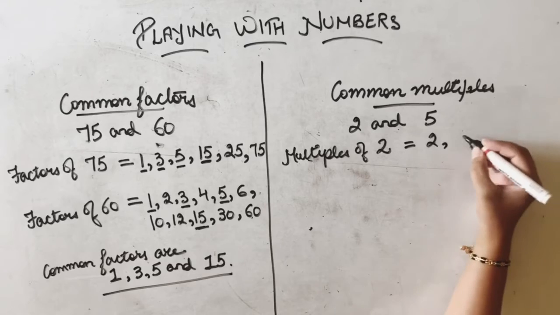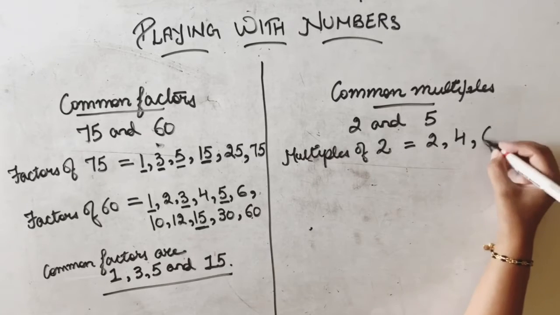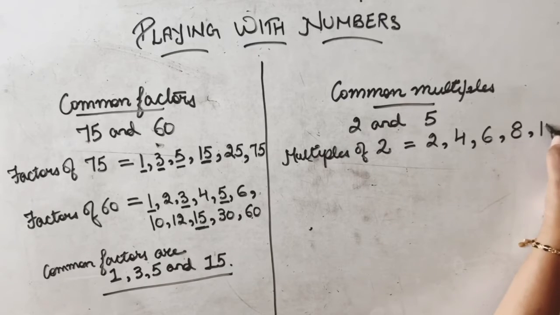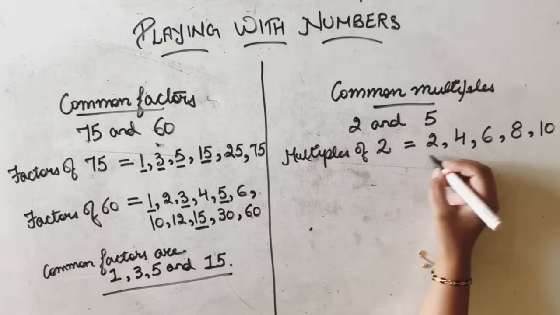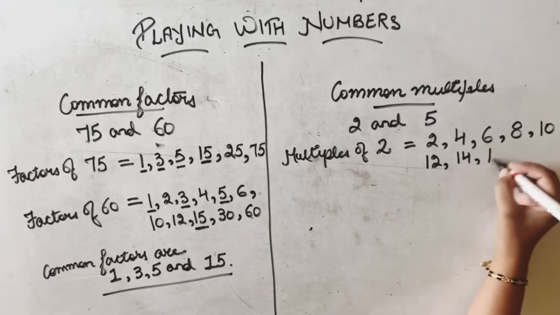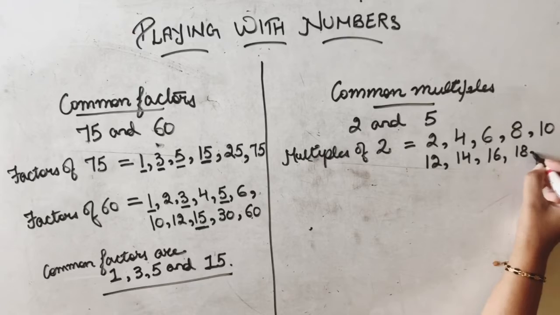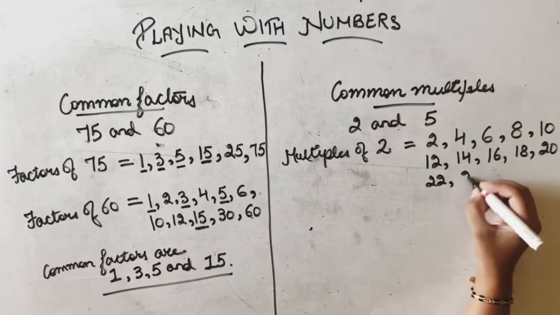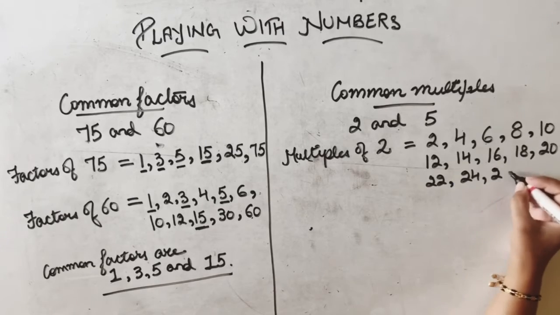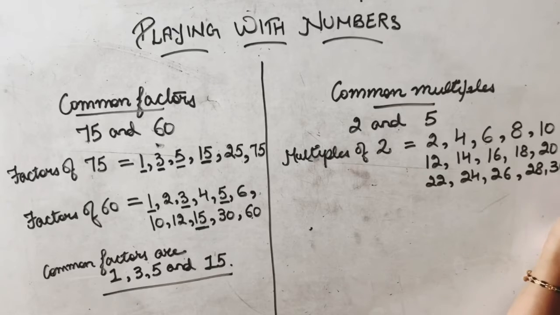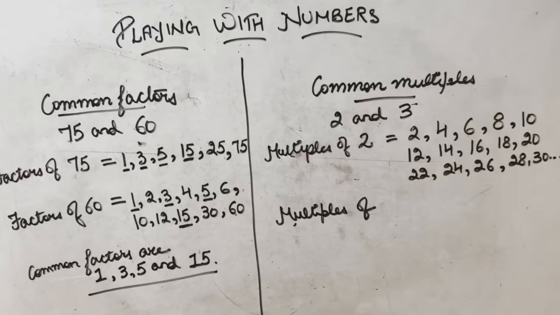2. 2 2s are 4. 2 3s are 6. 2 4s are 8. 2 5s are 10. 2 6s are 12. 2 7s are 14. 16, 18, 20, 22, 24, 26, 28, 30 and so on.